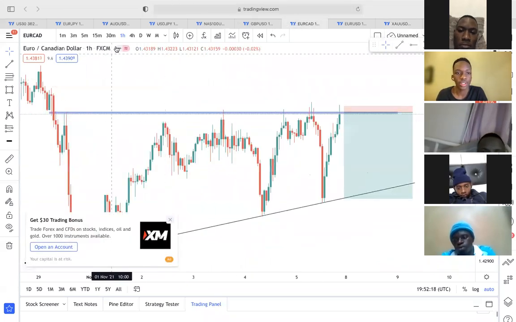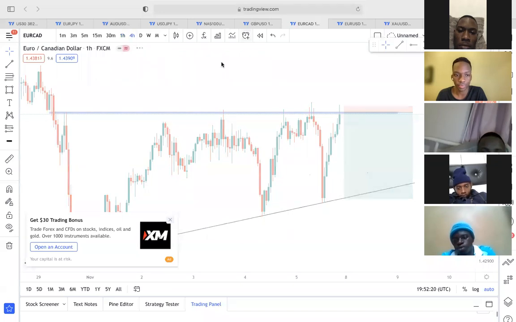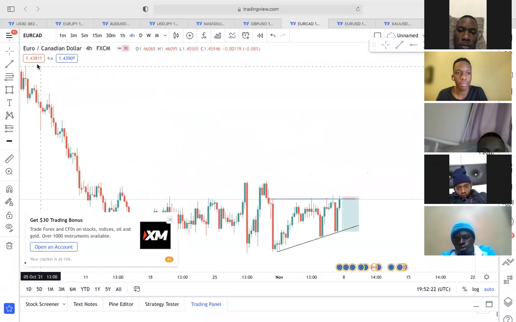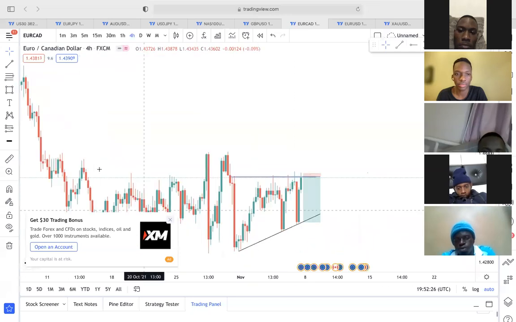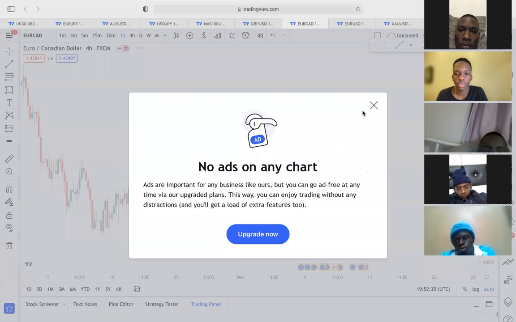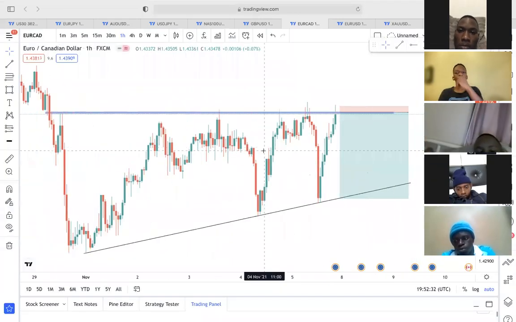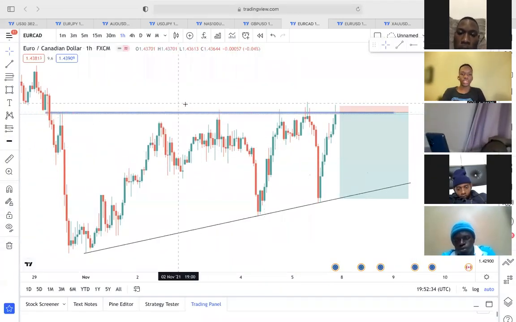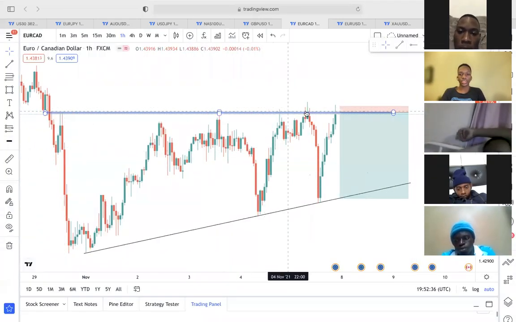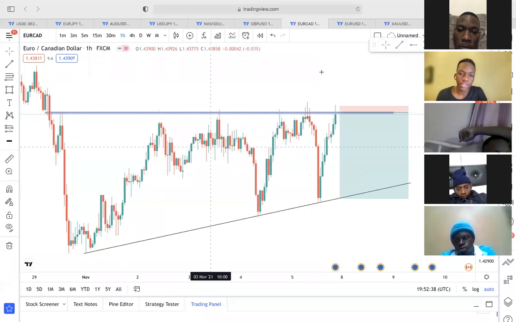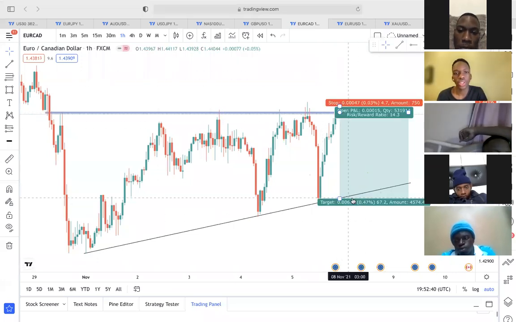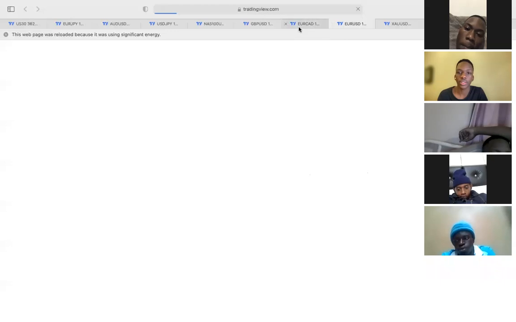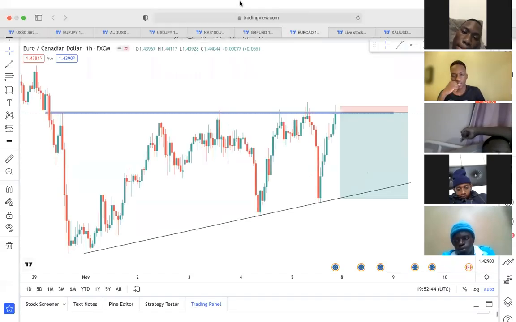EURCAD is also valid for sells. Three minutes left. I just want to put this chart cleanly. There we go, EURCAD. You can see that there was a zone of resistance. It resisted. Boom, it's going to drop back down to the trend line for a touch. That's EURCAD.